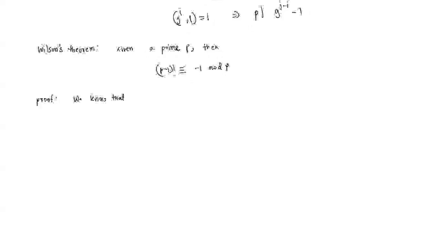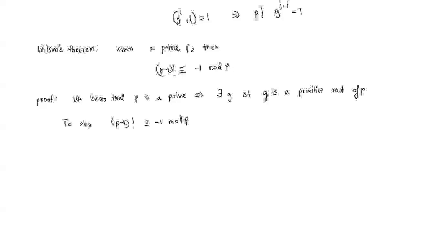We know that p is a prime, so we know that it has a primitive root. There exists g such that g is a primitive root of p. What should we do next? We want to show that (p minus 1)! is congruent to minus 1 mod p.